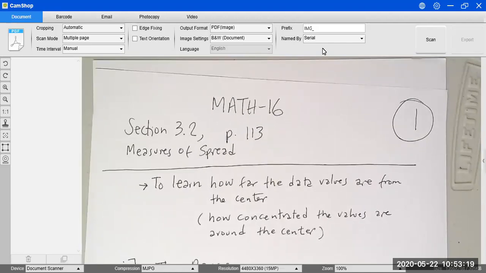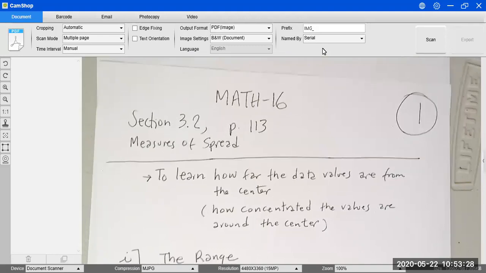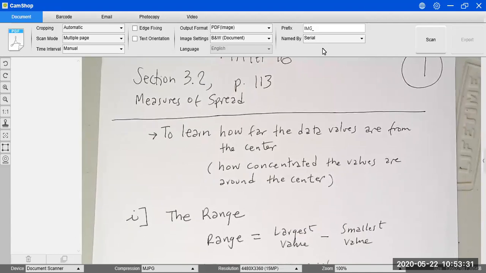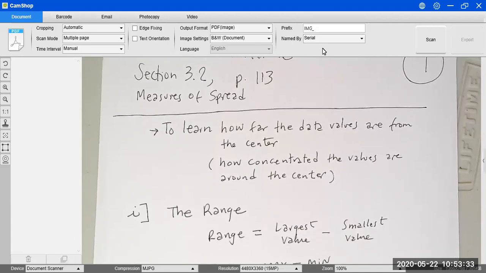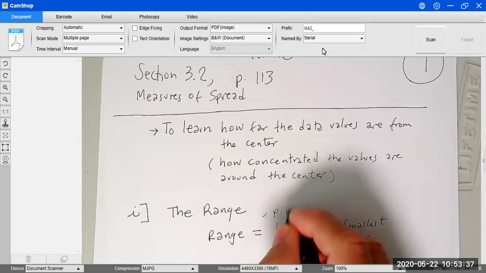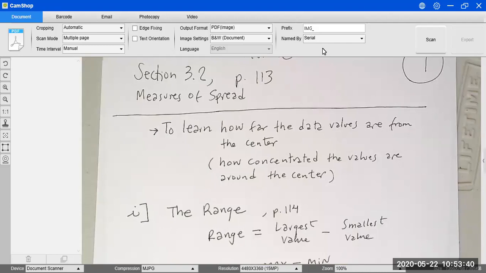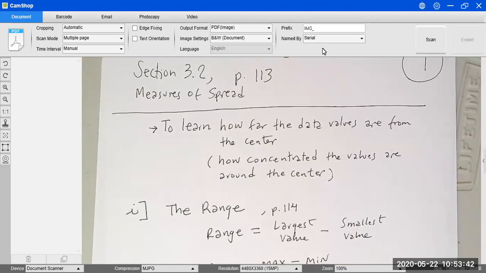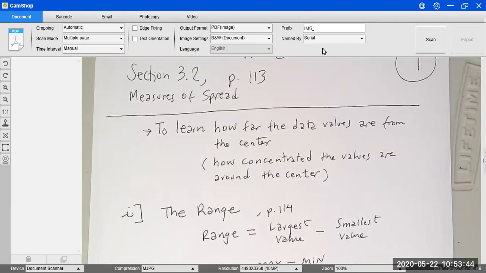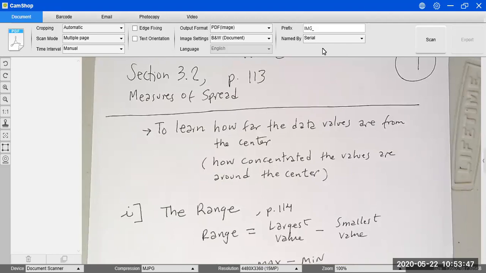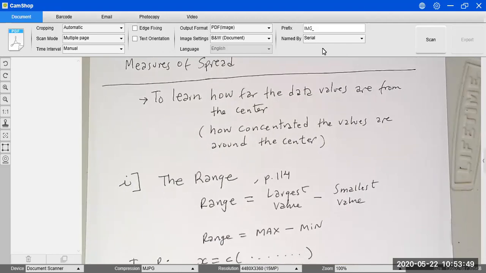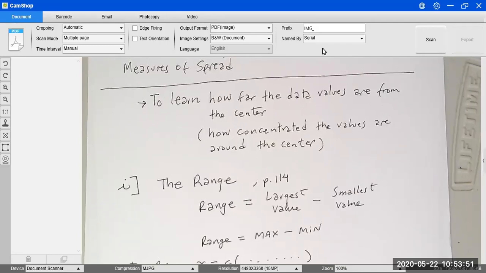The last time we learned about the center of the data set. Now we're going to learn about the level of variability of the data set. So the first one is going to be the range. The range is defined on page 114. And the definition is very simple. The range is just the largest value minus the smallest value, or in other words, the range is the maximum value minus the minimum value.